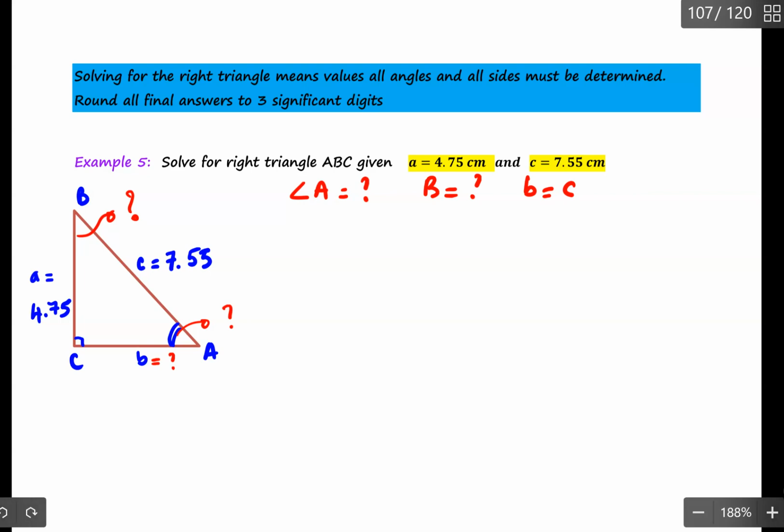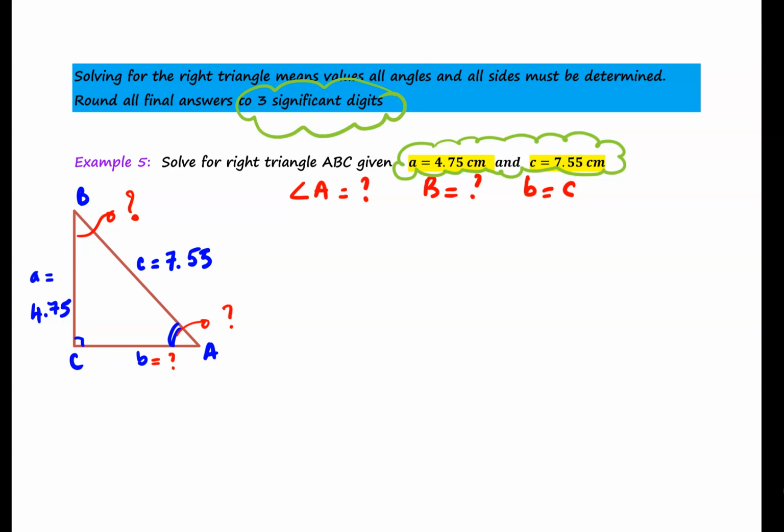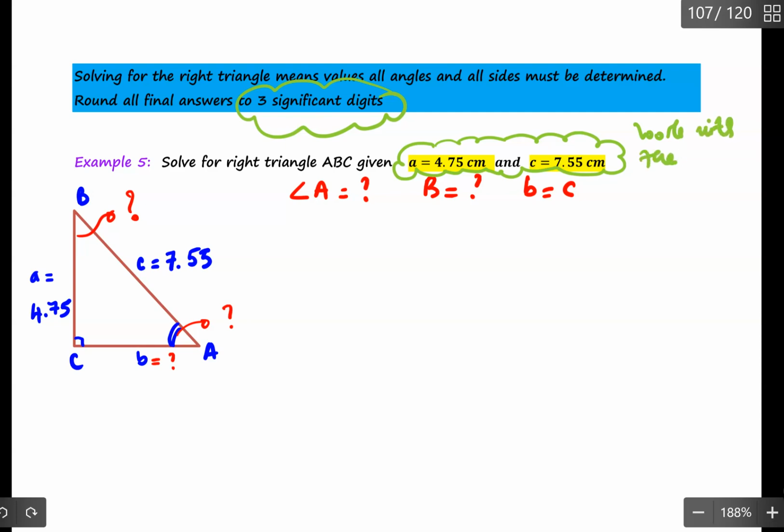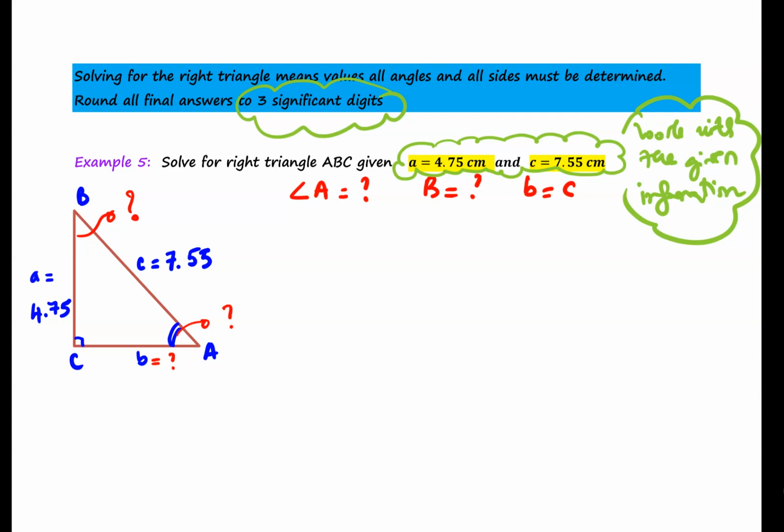Again, as a reminder to everyone, in the previous lesson we mentioned that to maintain the precision and the accuracy of our final number, we round to 3 significant digits, and I will work with the given information. So I only work with the given information. Alright, so given a equal to 4.75, c equal to 7.55, let's say I want to solve for b in this case.